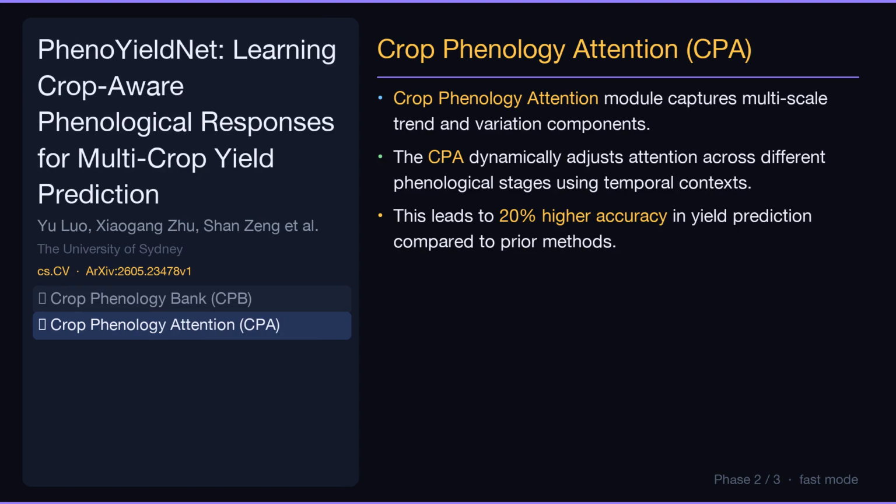Contribution 2. Crop Phenology Attention, CPA. Crop Phenology Attention module captures multi-scale trend and variation components. The CPA dynamically adjusts attention across different phenological stages using temporal contexts. This leads to 20% higher accuracy in yield prediction compared to prior methods.